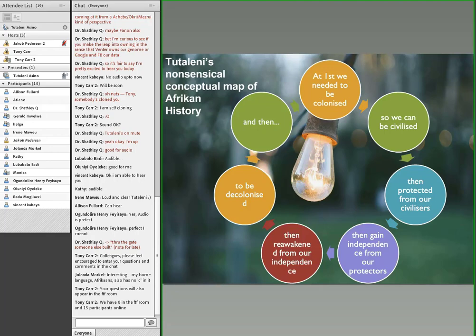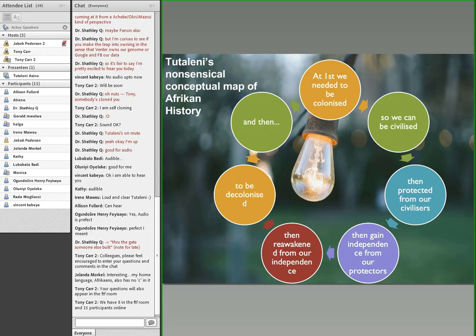And what I mean by that is, this is what I call my nonsense conceptual of African history. At one point, somebody decided that the Africans needed to be colonized so that they could be civilized. And then when the civilizers came and we were all good with it, we needed to be protected from our civilizers. And then we needed to be independent from the people who came to protect us from our civilizers. And then once we became independent, we needed to be reawakened from our independence so that we could be decolonized. And then, and then, and then, and then.